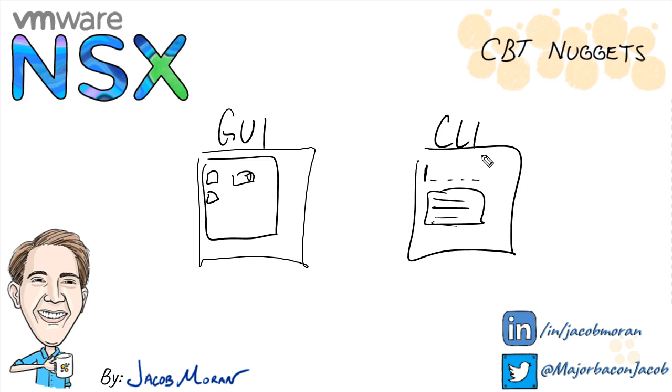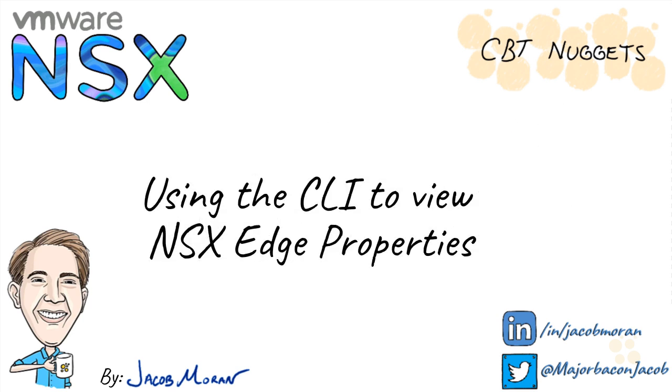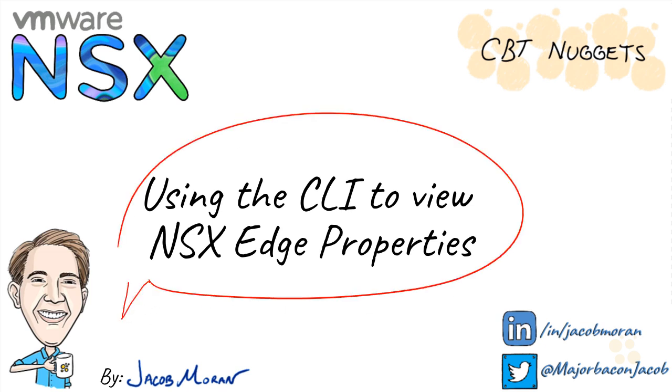The initial installation and configuration of NSX really focuses in on what? The graphical interface, right? But when we're looking for speed, a lot of information dumped very quickly, or locality, where we're trying to view information from a very specific local perspective, not up at the NSX manager, but what does the virtual machine really believe? Or when troubleshooting, and we're sometimes looking for details of information that aren't available in the GUI, then we find that the command line interface, typing out commands, is going to be to our advantage. So guess what, my friend? In this nugget, you're going to learn how to use the CLI to view NSX edge device properties.